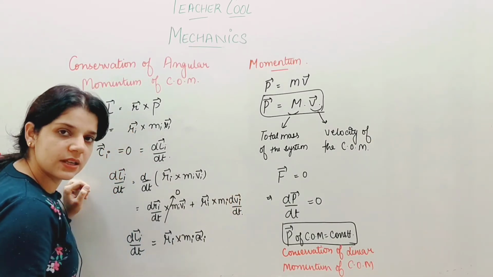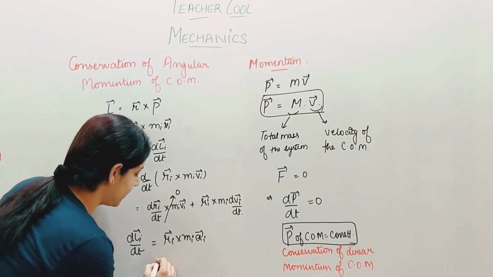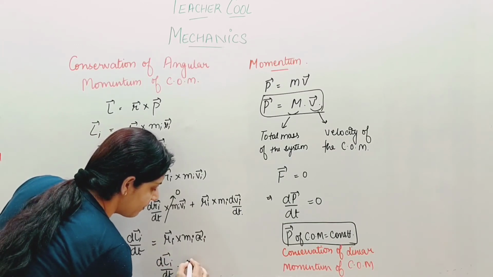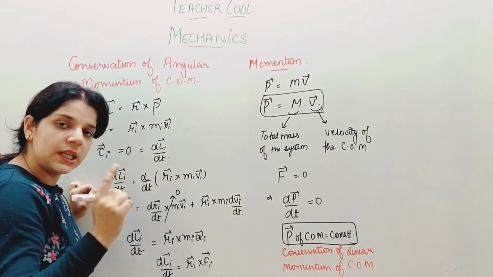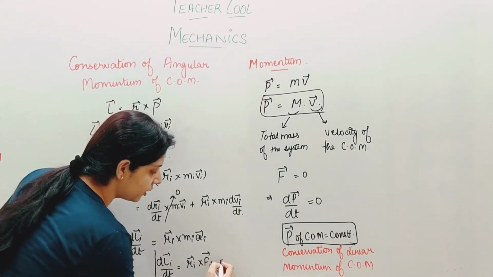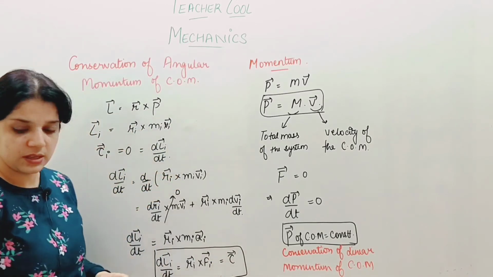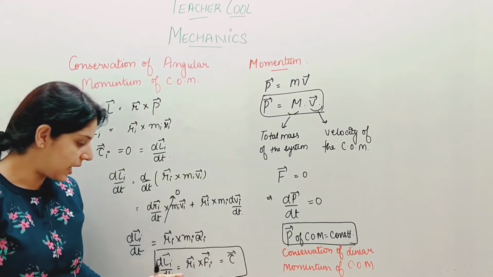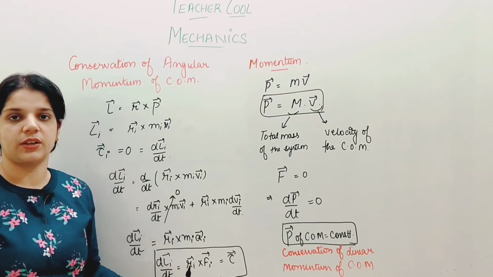Since dV by dt is the acceleration vector, what is Mi into Ai? This is the force. So I will get dLi by dt is equal to Ri vector cross Fi vector, which is the normal linear force acting on the ith particle or on the center of mass. And this is what? Tau vector. Now this is the equation of motion of angular momentum of center of mass and its relation with the torque and the linear force acting on it.